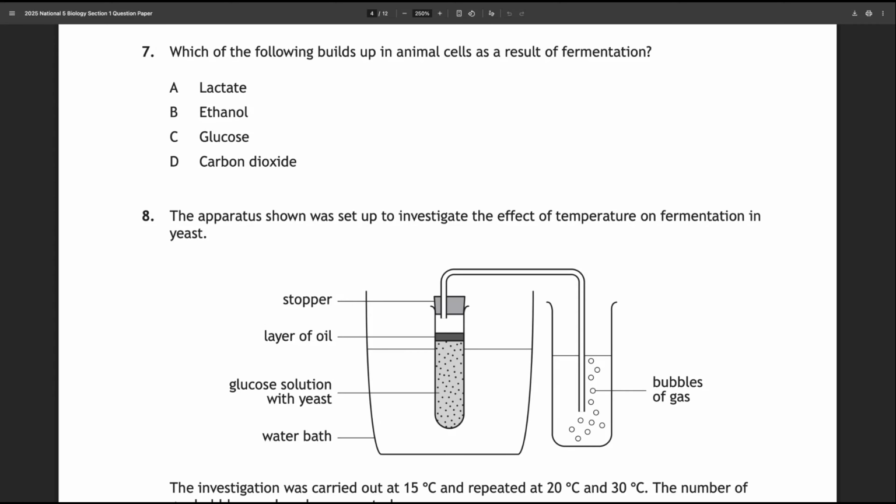But we can just eliminate the other ones. Ethanol is produced by plants and yeast during fermentation. Glucose is obviously the initial substrate, the initial thing that's broken down in the first stage of respiration. And carbon dioxide is a waste product in both aerobic respiration and fermentation in plants and yeast. So therefore, it is not produced by the animal cells. So the thing that you had to know here was how animal cell fermentation is different from plant cell and fungal cell fermentation.